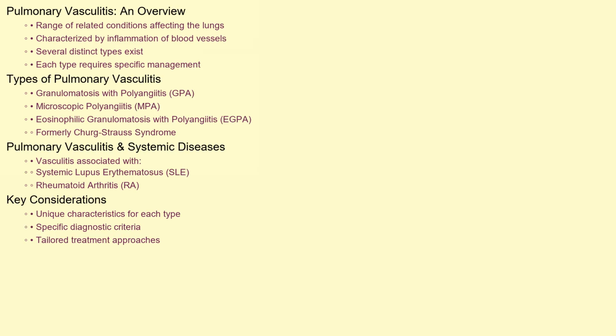Pulmonary vasculitis encompasses a range of related conditions, with granulomatosis with polyangiitis being one of the most well-known. Other types include microscopic polyangiitis, eosinophilic granulomatosis with polyangiitis, formerly known as Churg-Strauss syndrome, and vasculitis associated with systemic lupus erythematosus or rheumatoid arthritis. Each type has unique characteristics, diagnostic criteria, and treatment approaches.